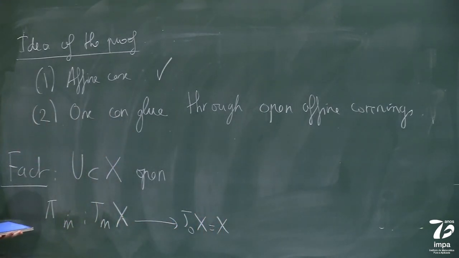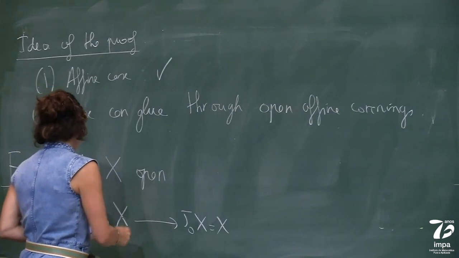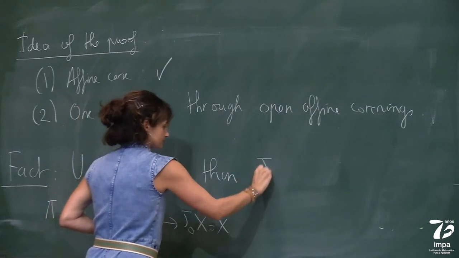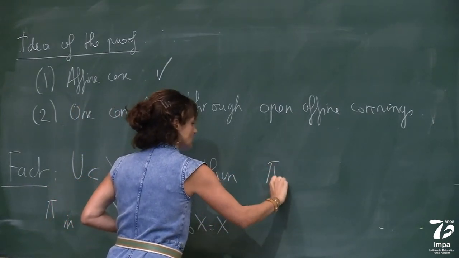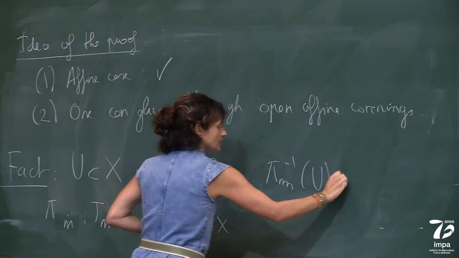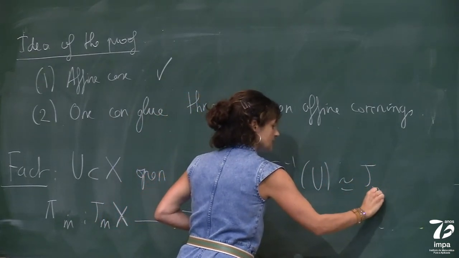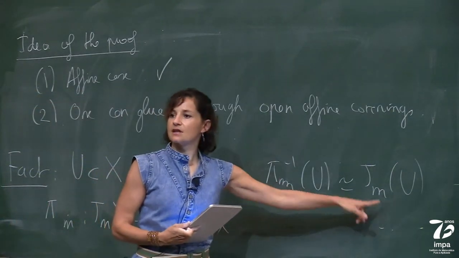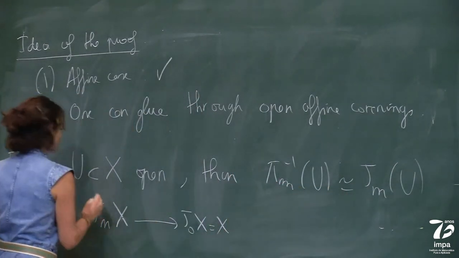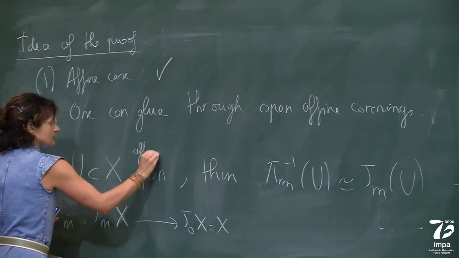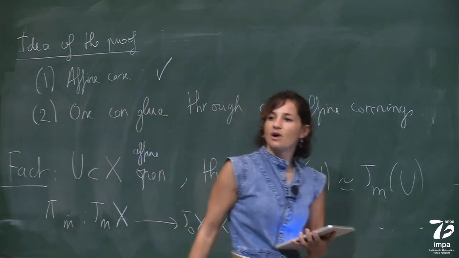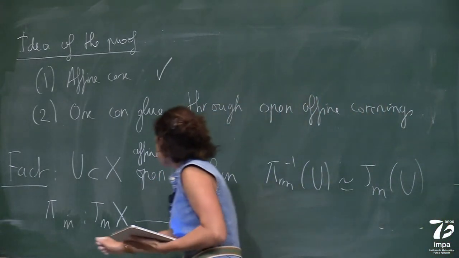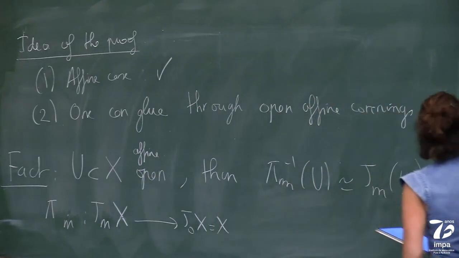This I already introduced. So here, if U is open, then the converse image of this open is isomorphic to the jet of U. Okay, so if you have already constructed this, you have this. So for instance, if U is affine, this is well defined, and then you have this property. All right? And so you can glue along affine covering.